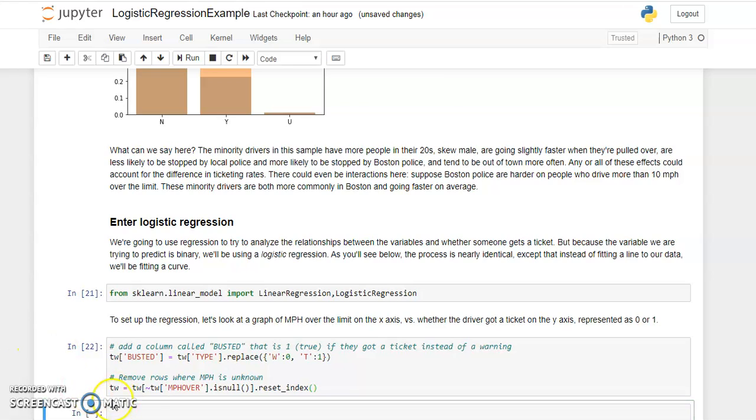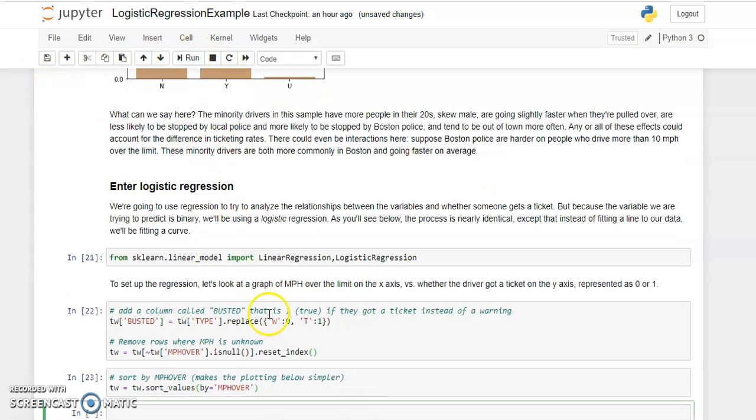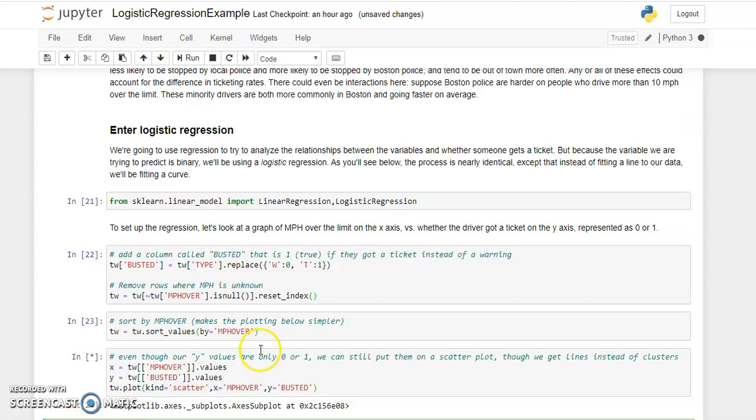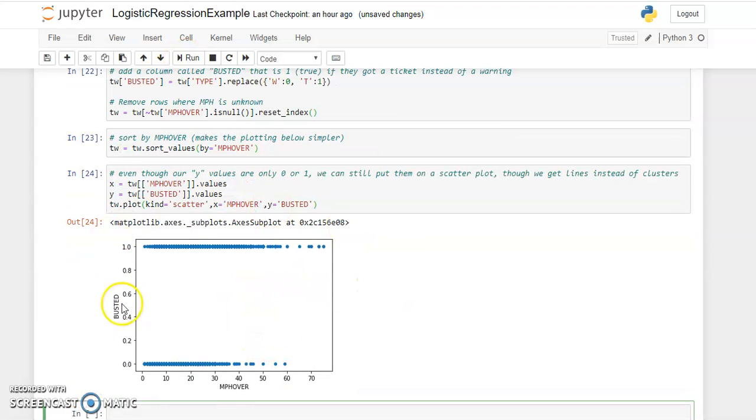We're going to actually sort this. So we're going to do this sort of ordered because it's going to make it a little bit easier for us to see what's happening. And then we're going to plot ourselves a scatter. Okay, and what we get out looks something like this.